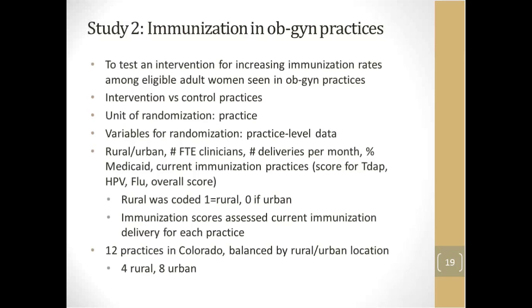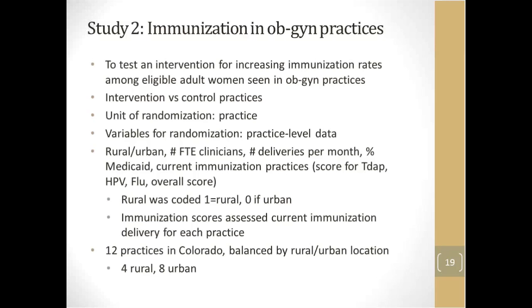The number of FTE clinicians in the practice, the number of deliveries per month, the percent Medicaid, and then we had some immunization scores that were calculated for each practice that addressed their current immunization practices, because we wanted the groups to be very, very balanced with regard to what they were doing at baseline in terms of immunization. And we had a score for Tdap, one for HPV, one for flu, and then there was an overall score.